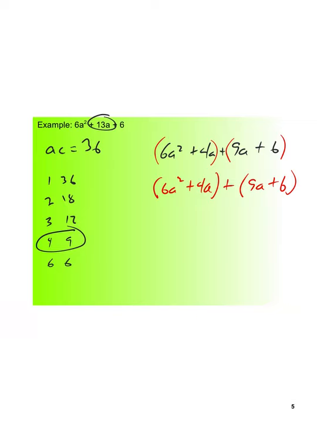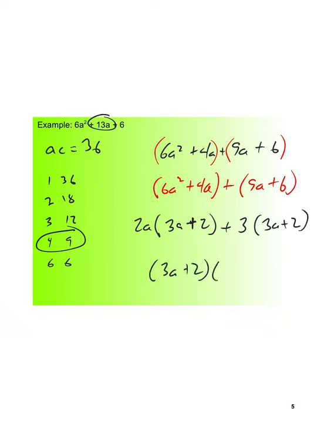Okay, so now I need to figure out what factors out of each. Out of this first one, as two even numbers, I can factor out a 2a. So that gives me 3a plus 2. And then if I want to have another 3a plus 2 over here, what can factor out of there is a 3. And that works out well, so that means we're on the right track with this. And so then I take my 3a plus 2, and what's left is a 2a and a plus 3.